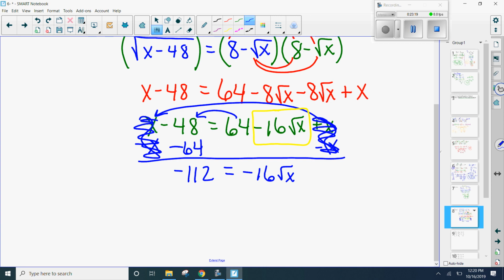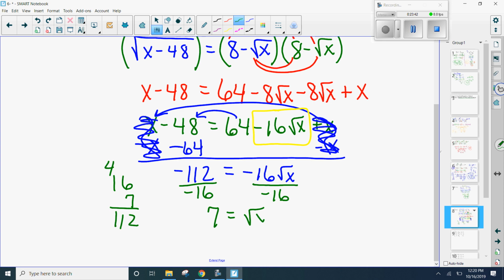Now what do you do? Divide by negative 16. 7. Is it 7? 16 times 7. Now what do you do? How do you get rid of the square root? You square both sides, so you end up with 7 squared is 49.